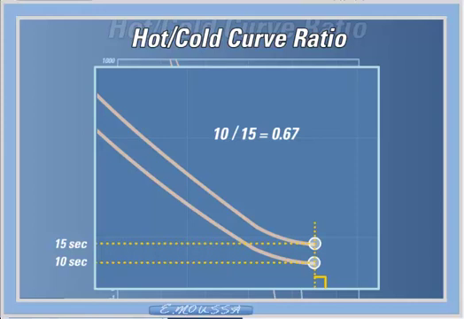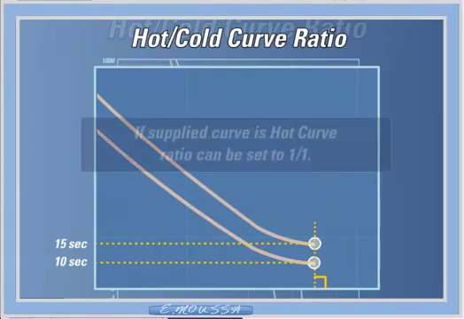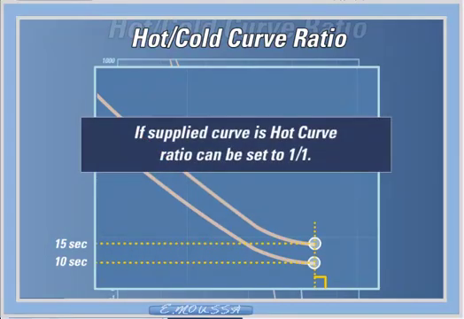If hot and cold times are not provided and only one curve is given, verify with the manufacturer that it is the hot curve, which is the worst case. If the supplied curve is the hot curve, then the hot-cold ratio can be set to 1:1.